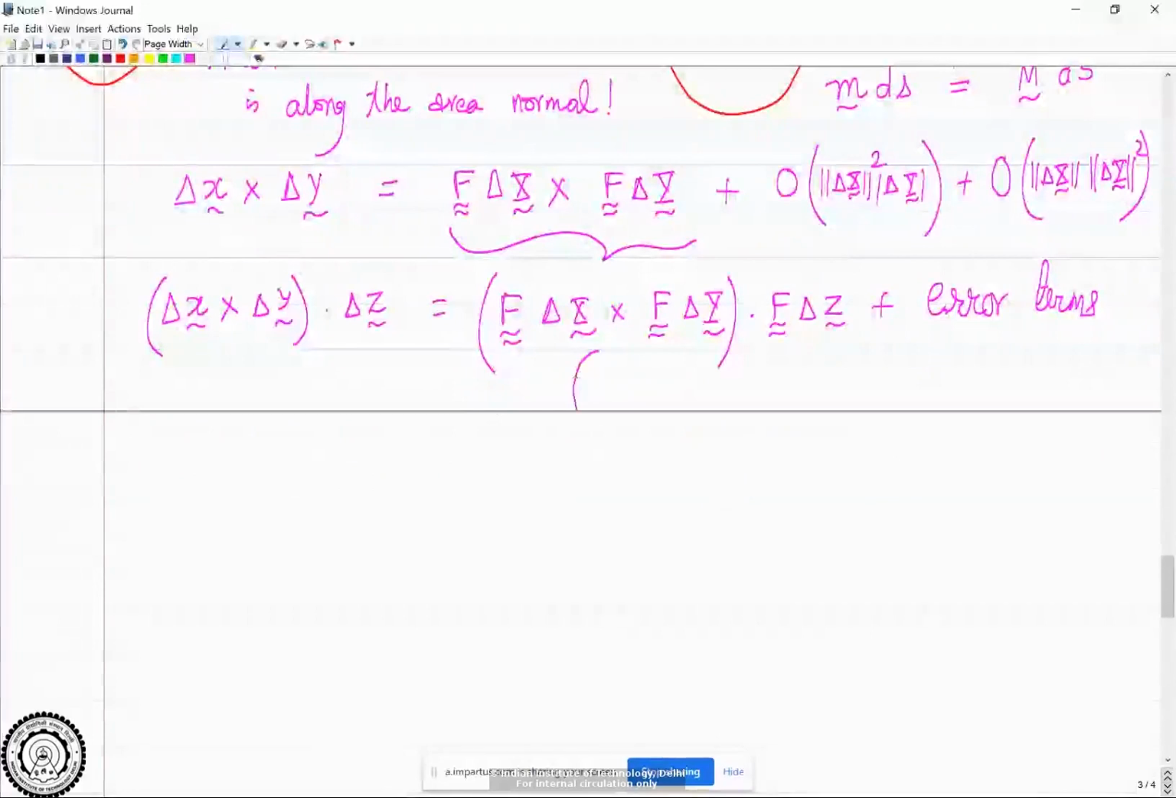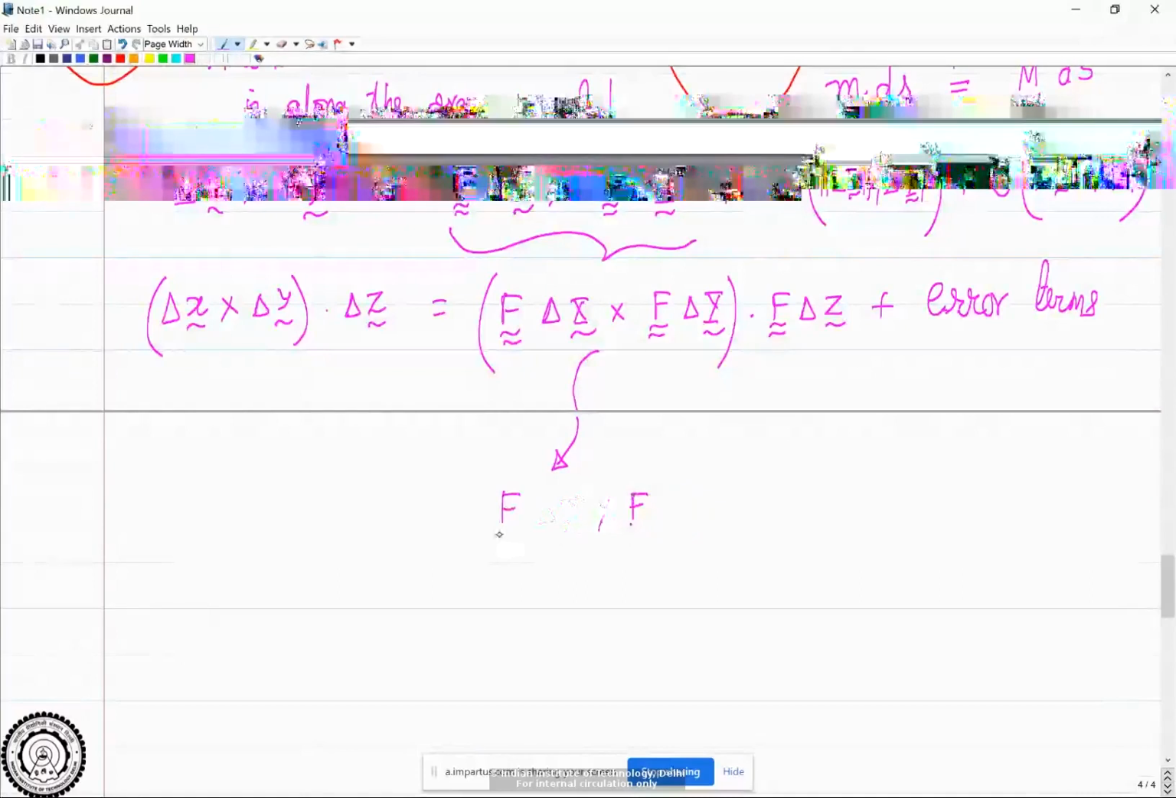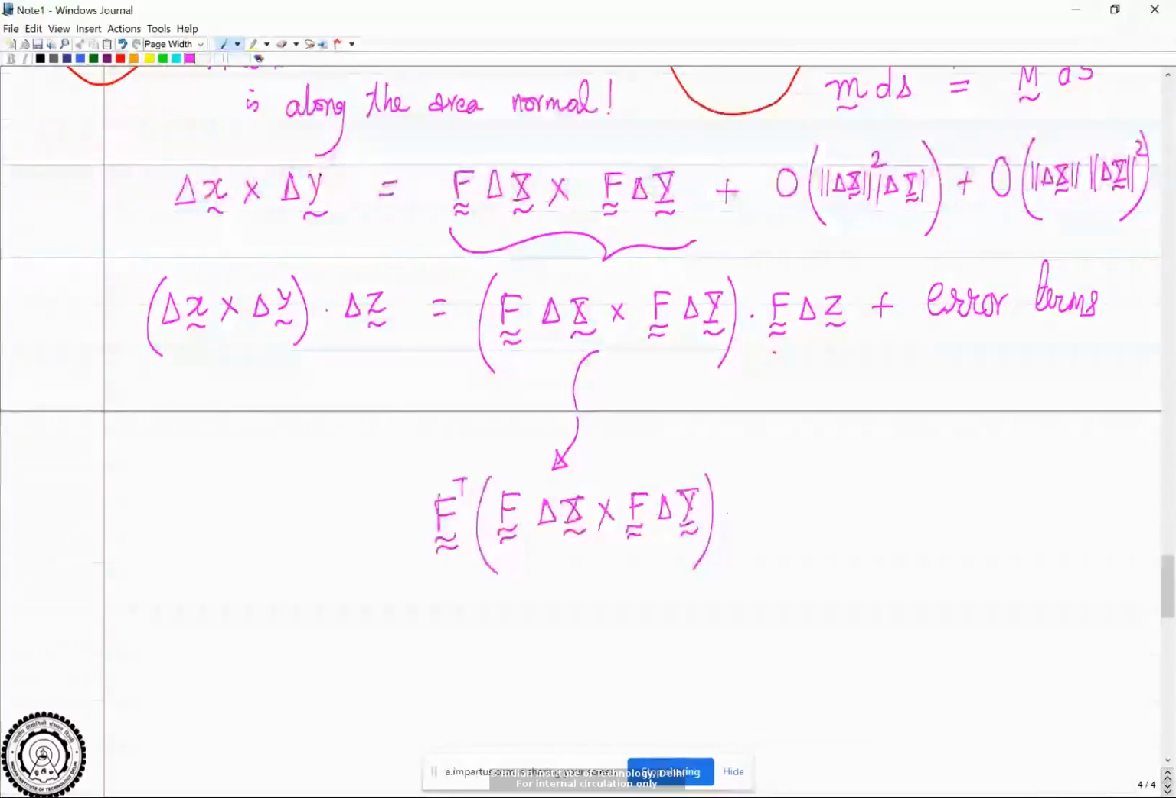Now concentrate on this term over here. So this is same as F delta capital X cross product delta capital Y. This F on the other side comes F transpose dot with delta capital Z. Can you write this? Isn't it? This is fine.